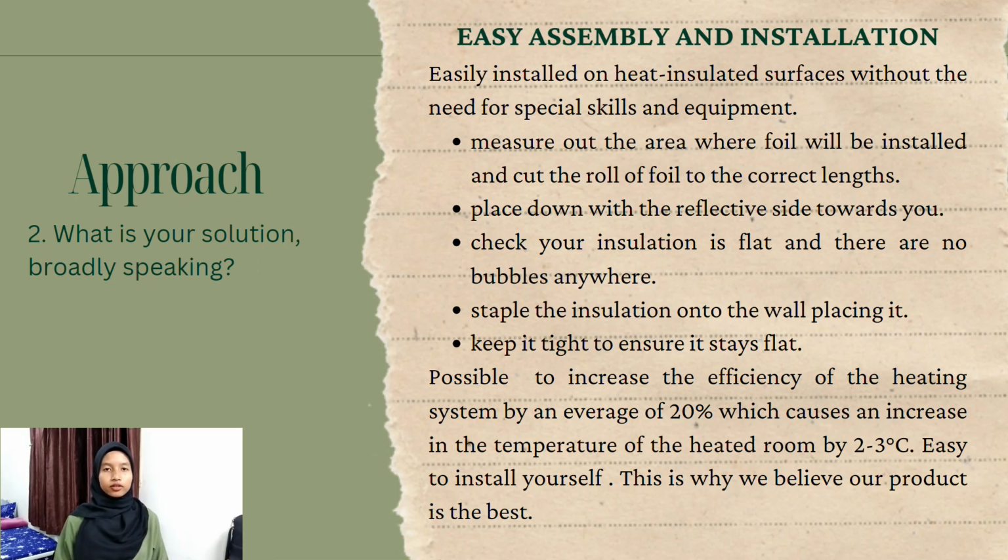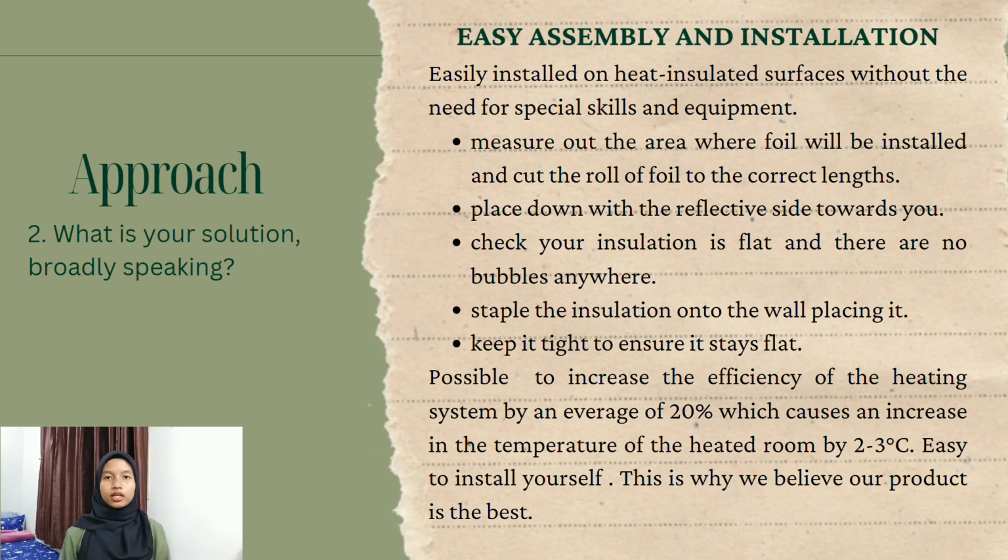There are a couple of different techniques when installing our foil insulation. Firstly, measure out the area where the thermofoil will be installed and cut the roll of thermofoil to the correct length to fill the room. Then, place it down with the reflective side towards you. After that, check your insulation is flat and there are no air bubbles anywhere. If there are, it is easy to just push them out. Lastly, staple the insulation onto the floor and wall, keeping it tight to ensure it stays flat.